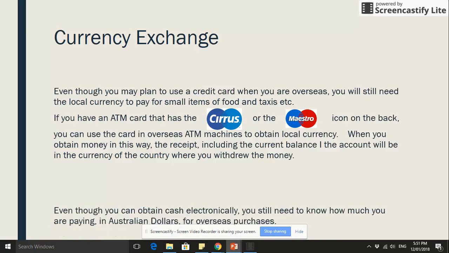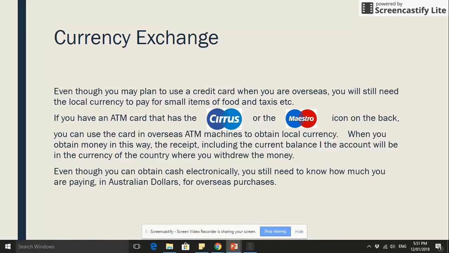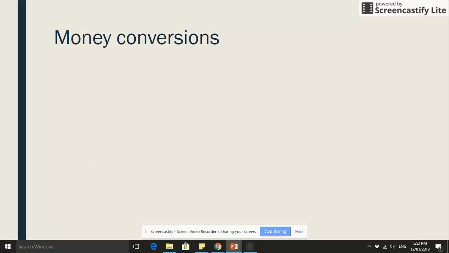Pretty cool, eh? Even though you can obtain cash electronically, you still need to know how much you're paying in Australian dollars for overseas purchases. You want to see if you're getting the bargain. Okay, money conversions. Guys, you need to write these things down.